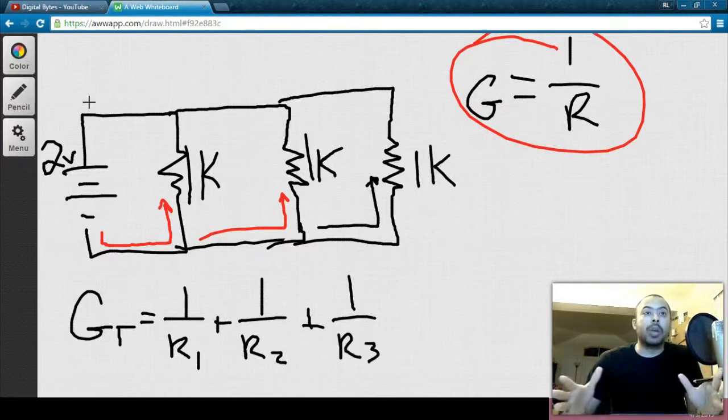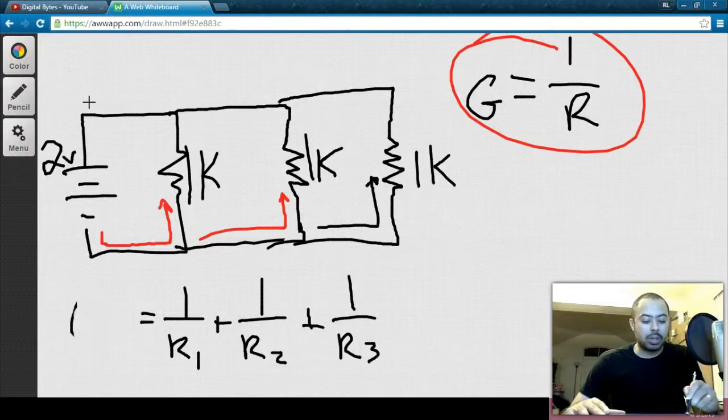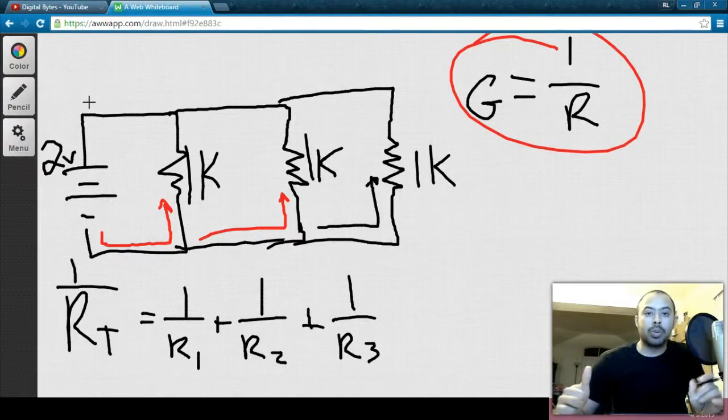Alright, so now we have something that we can kind of work with, except we're not solving for conductance total, we're more interested in the resistance total. So what we're going to do is sub out GT with resistance total. So we're going to erase GT and plug in RT. Alright, well actually, sorry, 1 over RT, because conductance total equals the reciprocal of RT.